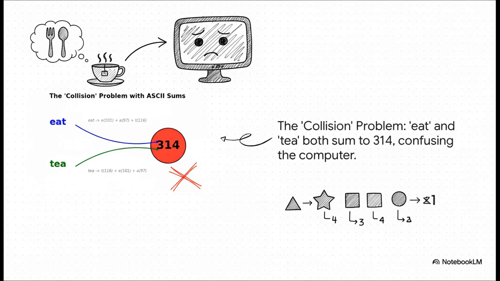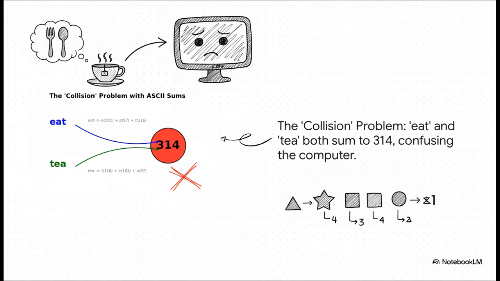And here's the problem. Look at the words eat and tea. Same letters, different order. If you sum up their ASCII values, you get the exact same number, 314. This is called a collision. The computer would see the number 314 and have absolutely no way of knowing if we meant eat or tea. To the machine, they'd be identical. And that's a deal breaker.